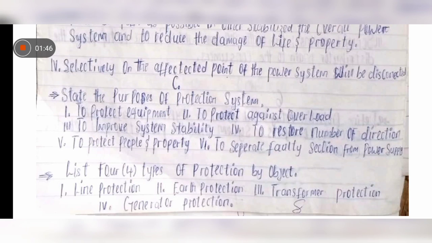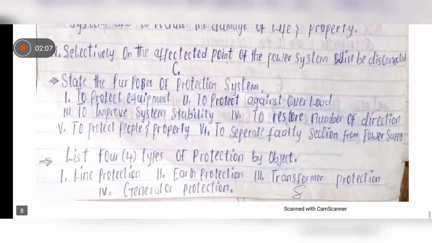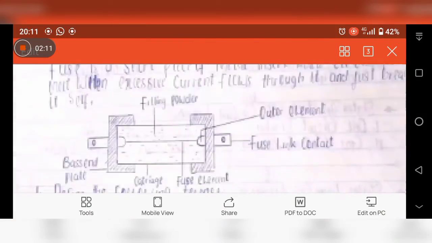Okay, state the purposes of protection system: to protect equipment, to protect against overload, to improve system stability. You can also give us one more example of what it could protect in the comment box. What a circuit breaker can protect or what a protection system can do. Okay, list four types of protection.